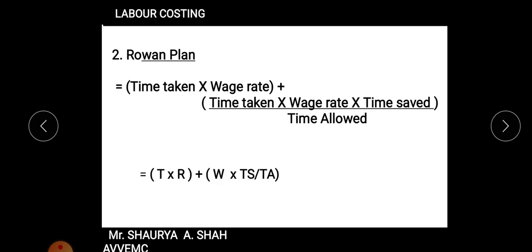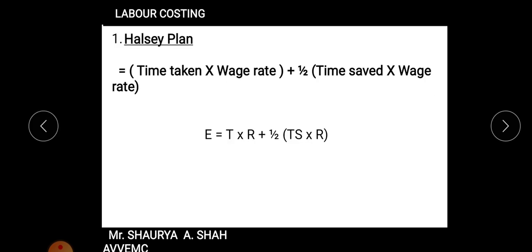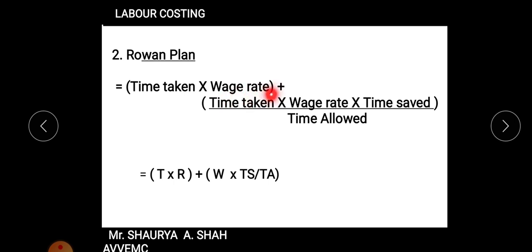Now students, the second is your Rowan plan, right? So Rowan plan gives some additional thing apart from your Halsey plan. It includes the same concept of time taken into wage rate. In addition, he is providing some bonus. That is why it is always known as Rowan's premium plan, right? So premium bonus is to be paid in addition to Halsey plan.